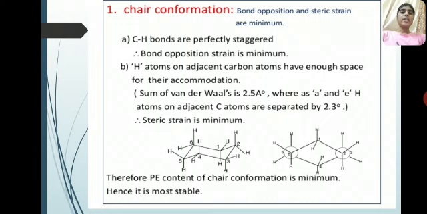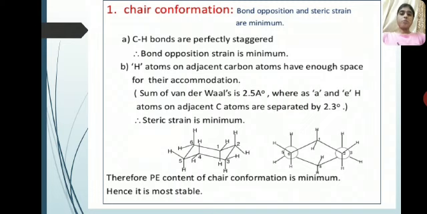Hydrogen atoms on adjacent carbon atoms have enough space for their accommodation. The sum of van der Waals radii is 2.5 angstrom. Here, the axial and equatorial hydrogens on adjacent carbon atoms are separated by 2.3 angstrom. Steric strain is minimum. The chair conformation has minimum strain and hence it is the most stable.